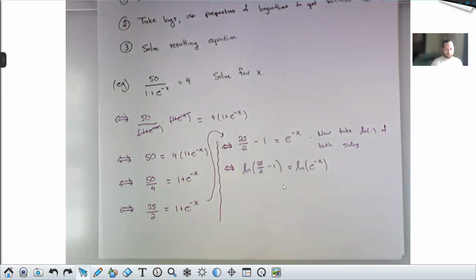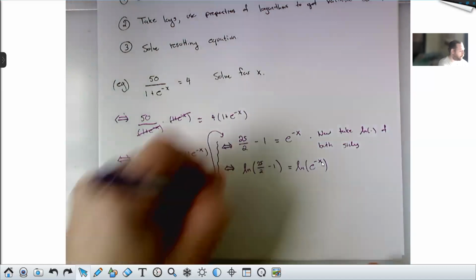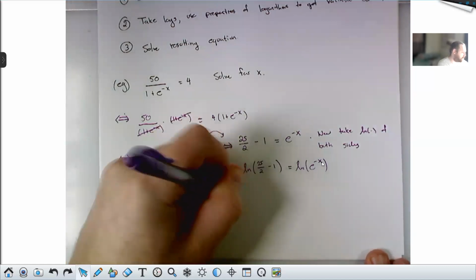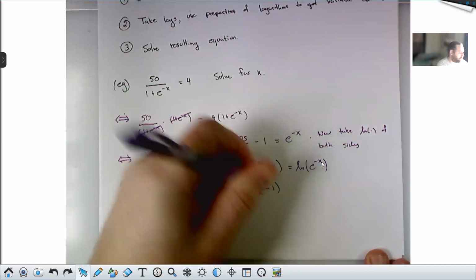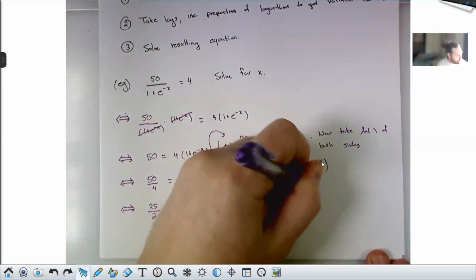From here, the left-hand side is going to stay like this, but on the right-hand side, there's a property of logarithms. This power could come down. I could write this as negative x times the ln of e. The ln of e is 1, remember. So that would just be negative x. Or you can use that characterizing property of the natural log, that the natural log of e to some stuff is always just that stuff. However you think about it, you're going to get the ln of 25 halves minus 1 equals negative x.